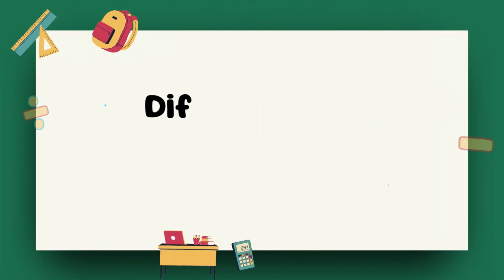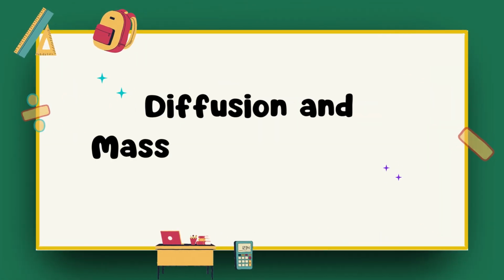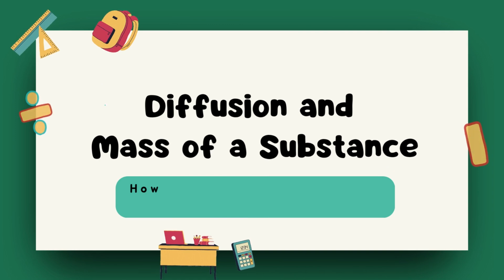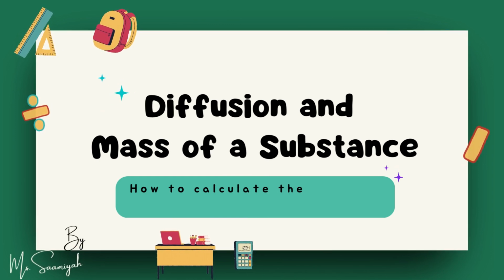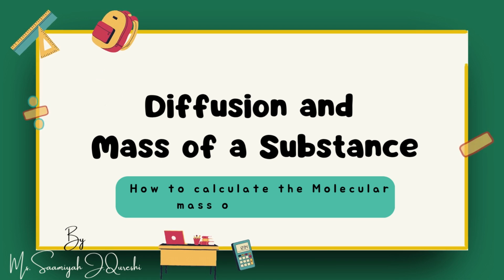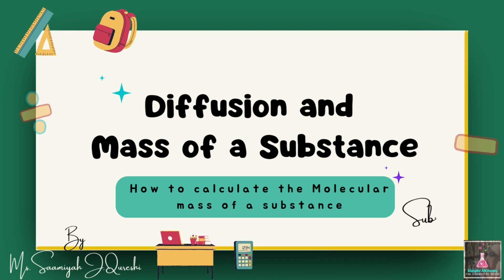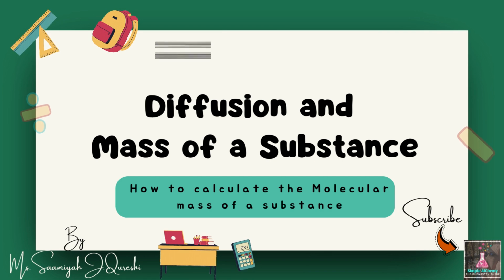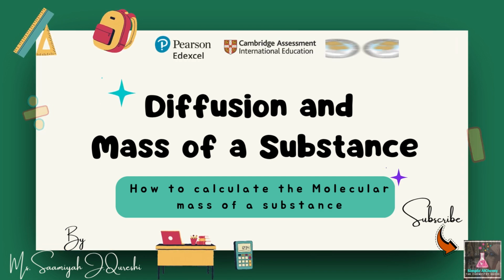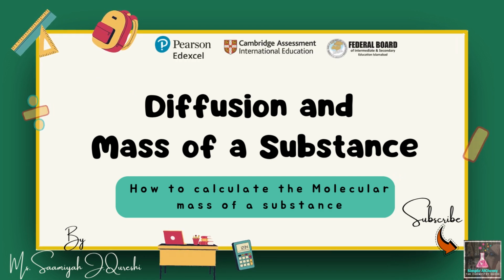Hey students, today I will tell you about the relation of diffusion and the mass of the substance. As I told you in the previous video, diffusion is affected by the mass. Now today we will see how to calculate the molecular mass of a substance and how it affects the diffusion.